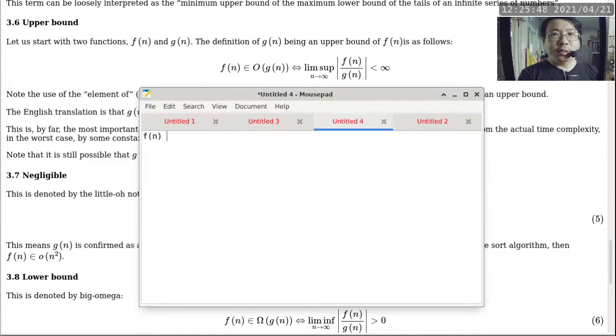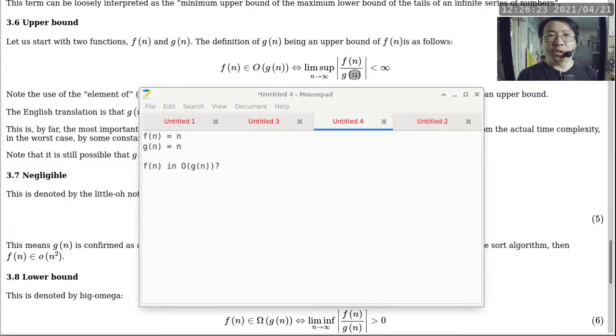Let's define something simple. Let's define f of n to be just n itself. We'll define g of n also as just n itself. Now the question is, in this case, is f of n an element of big O of g of n? I'll ask the question here, in big O of g of n, question mark. Let's check it, because all we need to do is plug in f of n and g of n here, and then think about what happens when n approaches infinity.